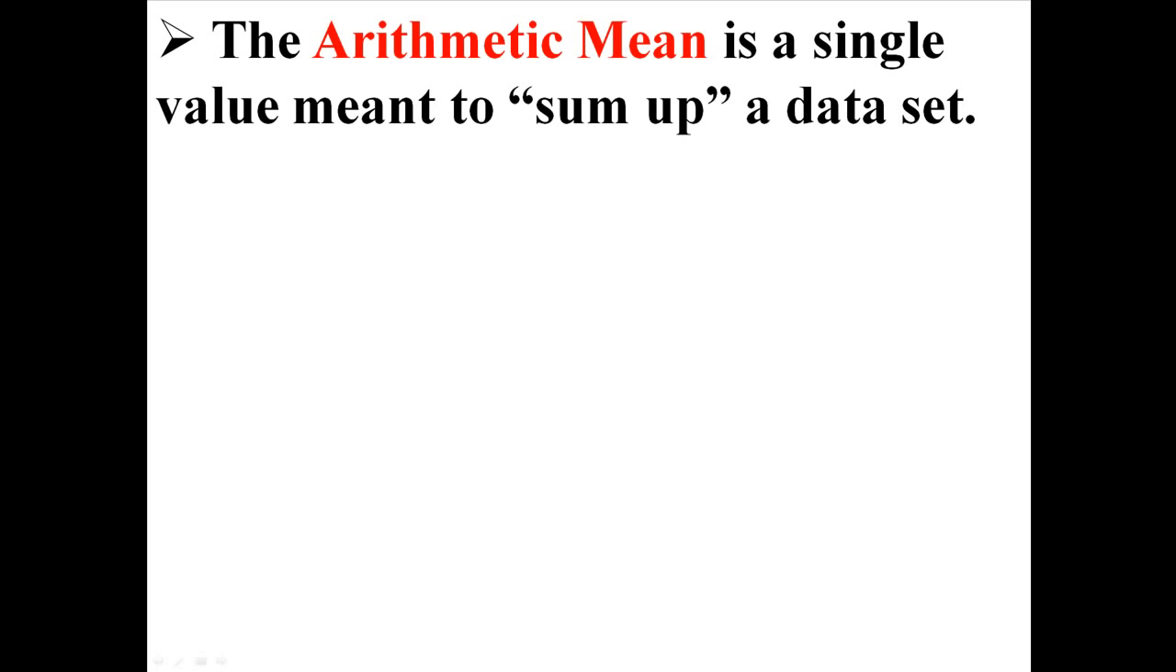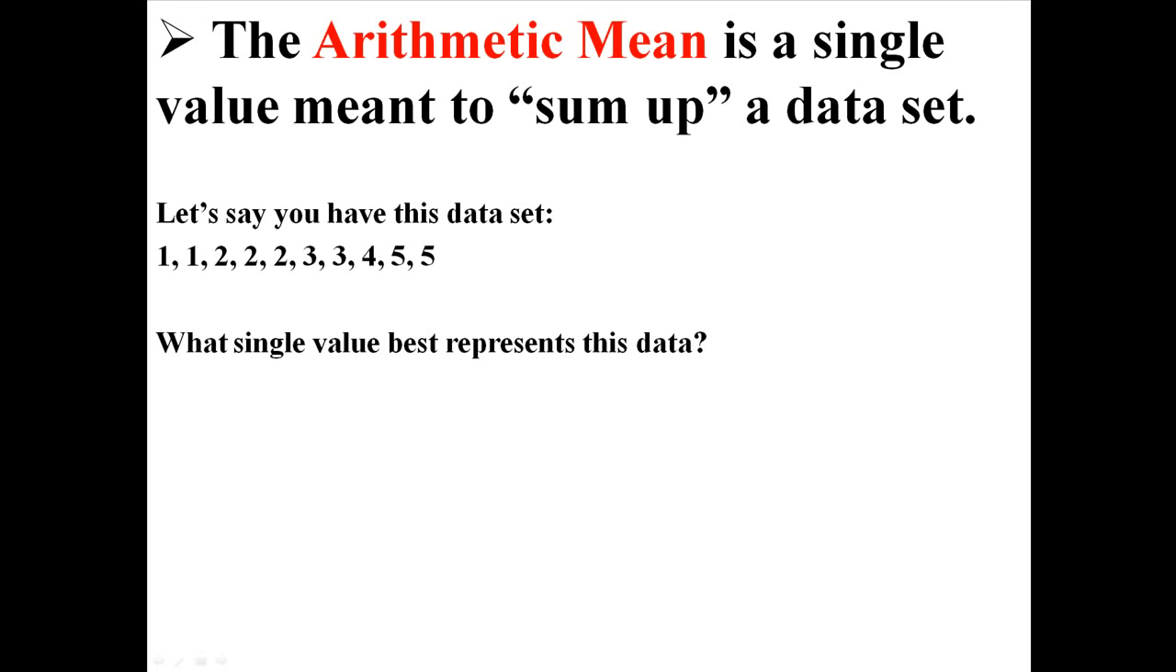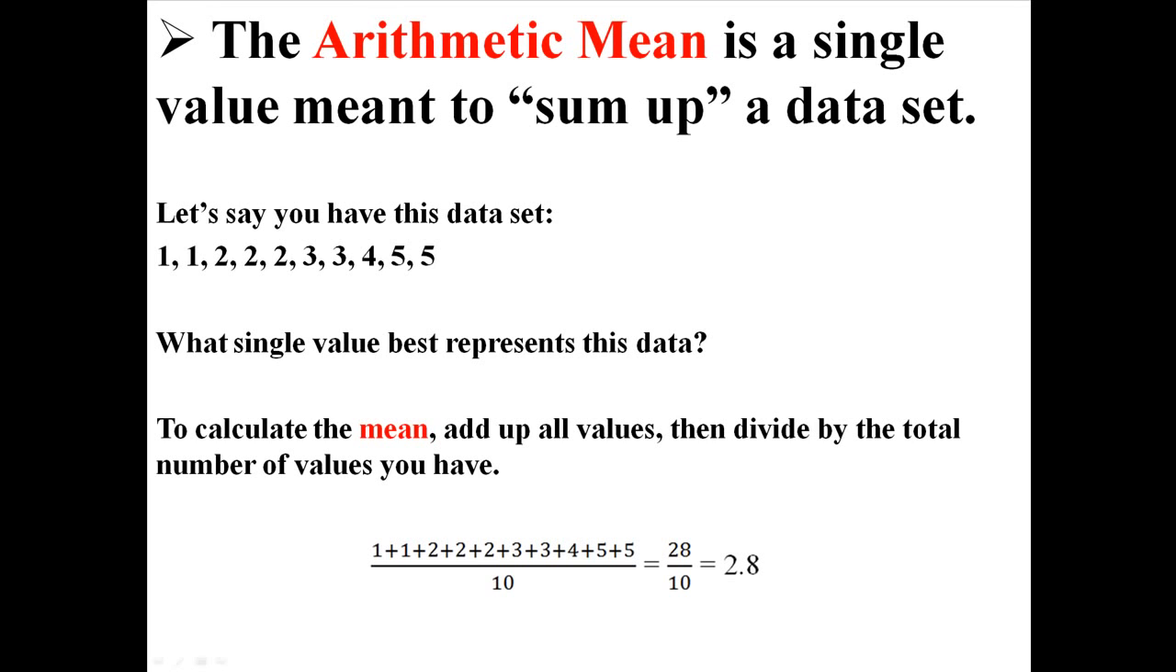So the arithmetic mean is a single value meant to sum up a data set. Like let's say you have this data set: 1, 1, 2, 2, 2, 3, 3, 4, 5, 5. What single value could best represent this data? To calculate the mean, first you add up all the values and then you divide by the total number of values that you have.